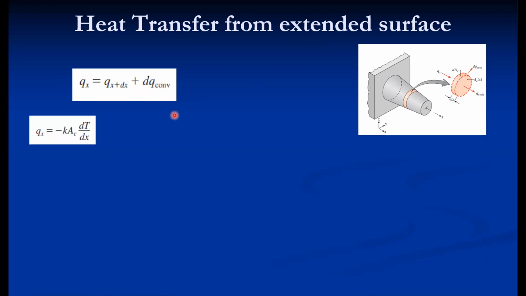Now, according to Fourier's expression, Qx is equal to minus k A dT by dx. Here, A is the heat transfer area available for conduction, which is pi by 4 d square for the fin. Then Qx plus dx we obtain using Taylor's expansion, that is f of x plus f dash of x dx. So this is the heat transfer available at the other end of this particular disk.